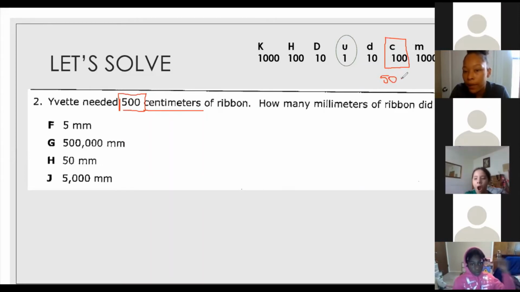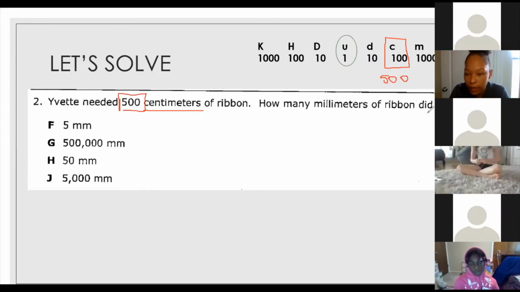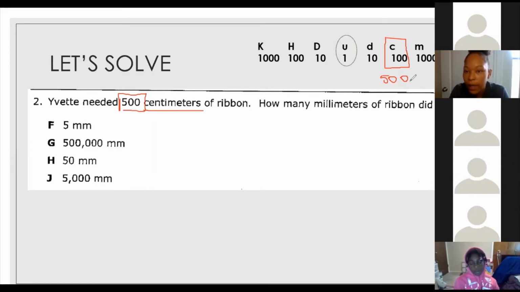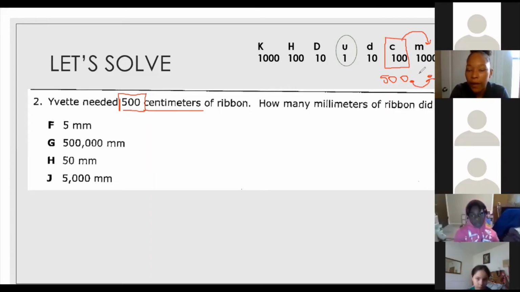Once again, what can I put after any number and keep it still the same number? Decimal. Good. And how many place values do I need to move to get from centi to milli? 1. So instead of 500, my number is actually 5,000. If you see your answer choice, go ahead and select it.